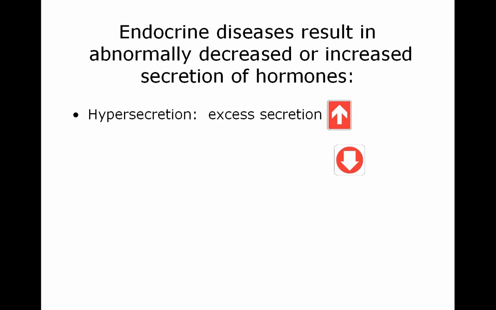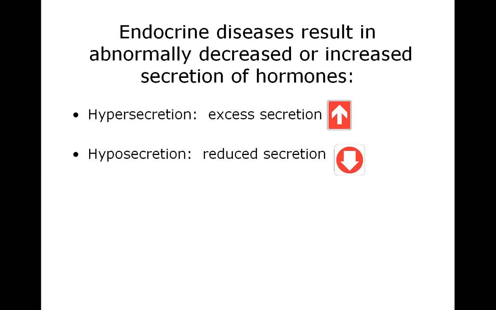Endocrine disease is either a problem from excess secretion, which is hypersecretion. Hyper means too much, or high, excessive. Or the endocrine disease is a problem with hyposecretion, which is not enough secretion, reduced secretion from the gland. So it's very important to know the difference between hyper and hypo.